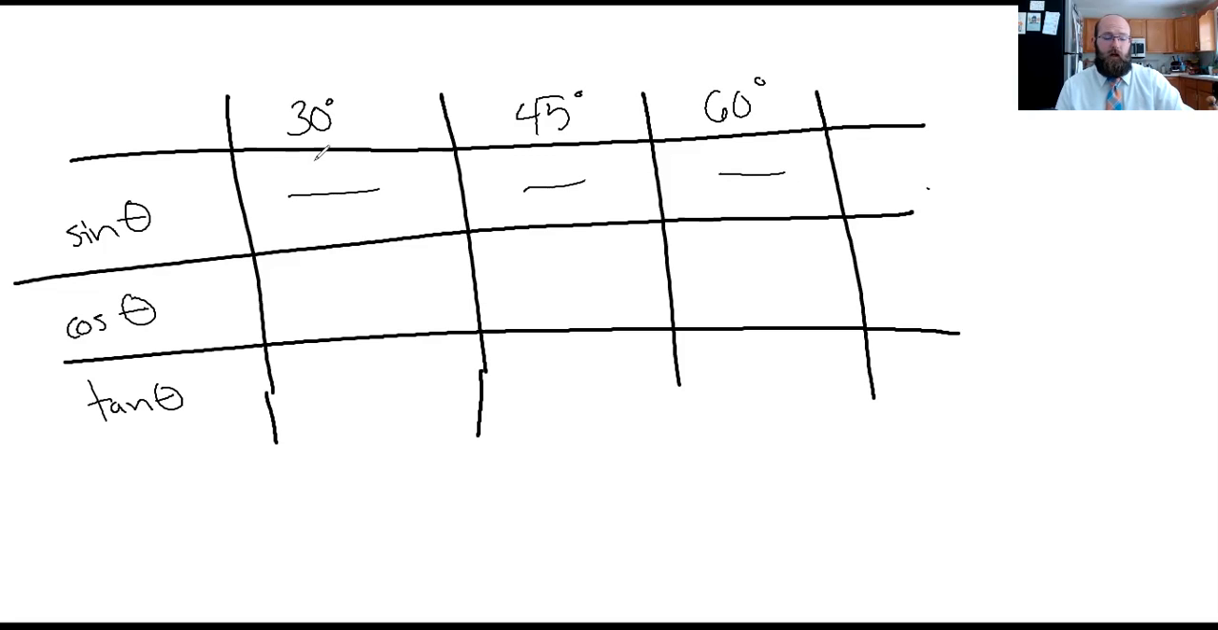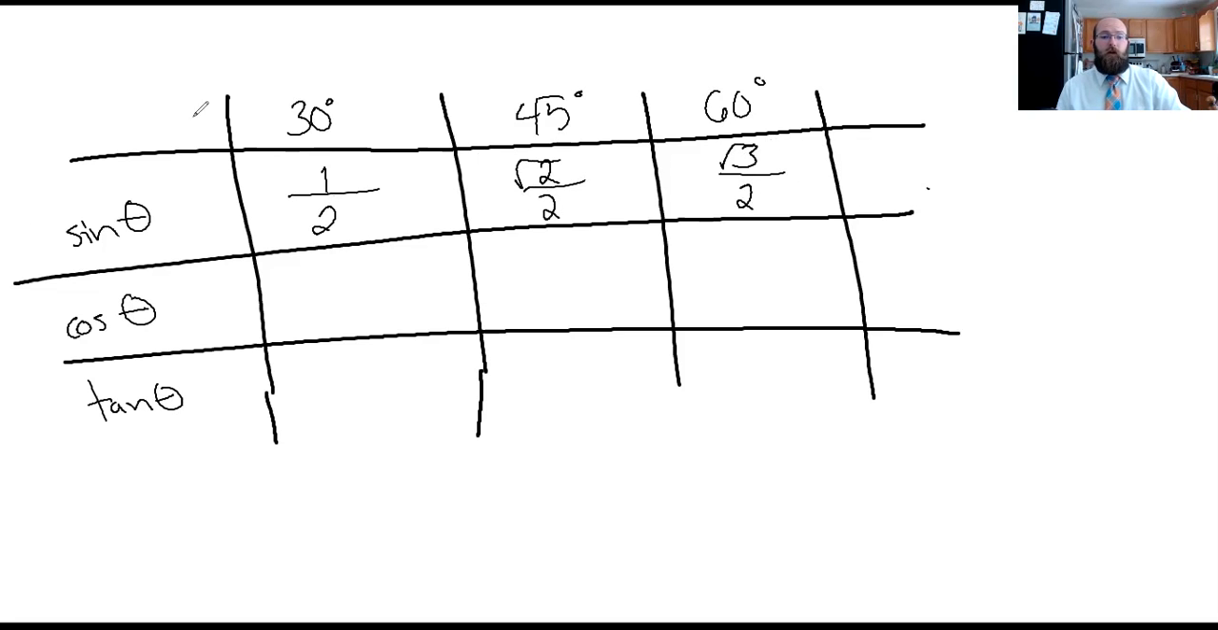I'm just going to do it for sine right now. Sine goes 1, 2, 3. And it's actually the square root of 3 and the square root of 2. What's the square root of 1? Still just 1? Yeah, good job. And we're dividing all of those by 2.